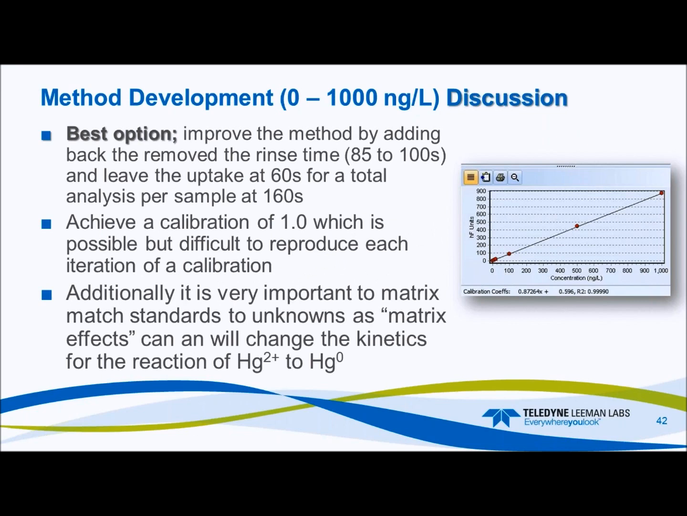So the best option to improve, in my opinion, would be to add the seconds back in and leave the uptake the same. So we'd be looking at 160 seconds per sample. Additionally, you could achieve a 1.0, but that is difficult to reproduce each iteration of calibration. So maybe that's not a realistic option. But 1.0 for the calibration is very doable with these systems. And then additionally, it's very important to matrix match the systems.